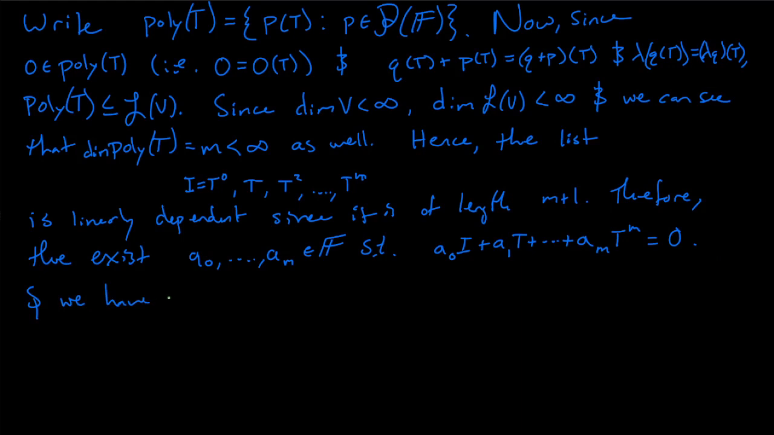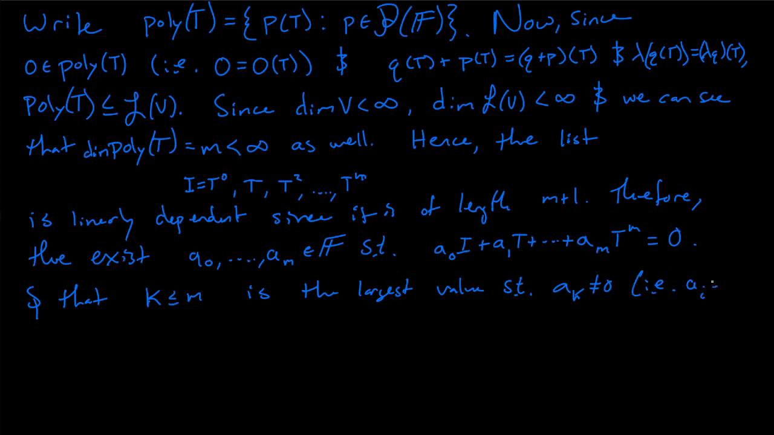Suppose we have chosen m. Suppose now that k less than or equal to m is the largest value such that a_k is not equal to 0, i.e., a_i equals 0 for i greater than k.